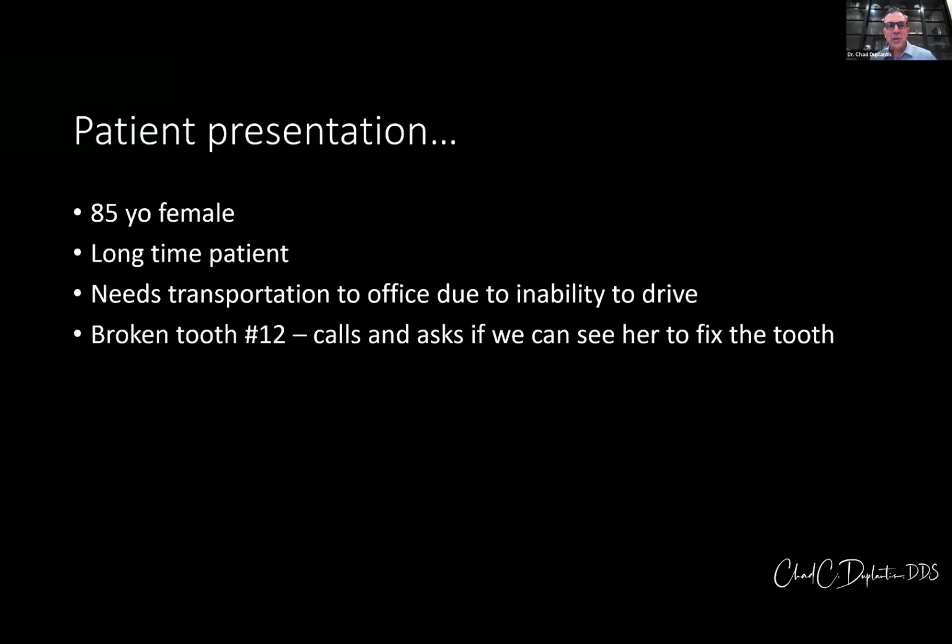And then here's one where we're going to walk through the entire procedure. And this is something that maybe you can relate to. This is not your ideal patient. This is an 85-year-old female. She's a longtime patient. She needs transportation to our office due to her inability to drive. So when she comes in, sometimes what you see is what you get, and you've got one chance to get it done. Otherwise, you're calling on somebody to come in and help this particular patient. She broke tooth number 12, and she wants us to see if we can fix the tooth.